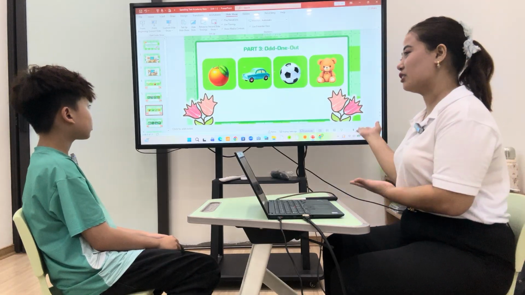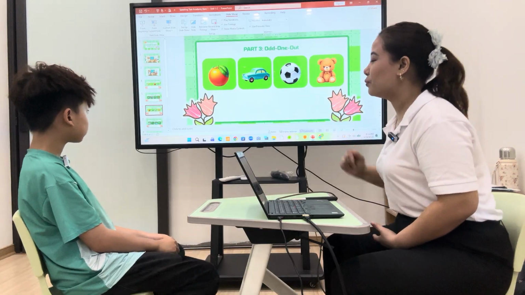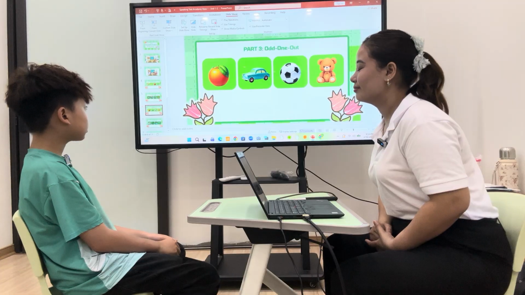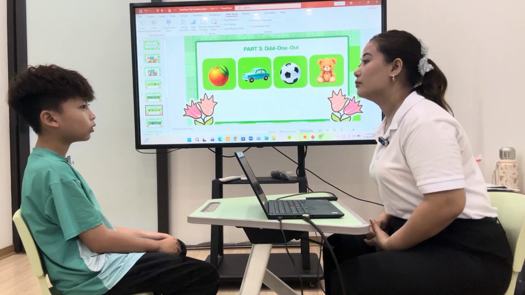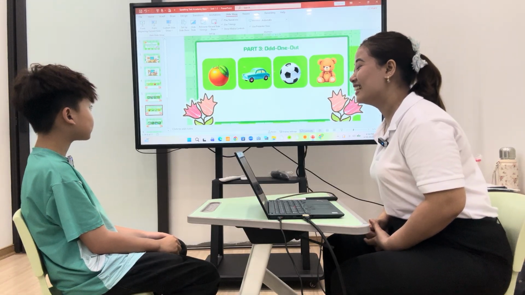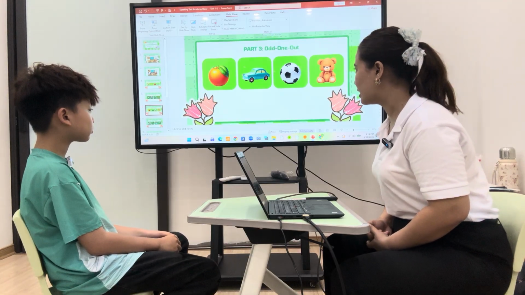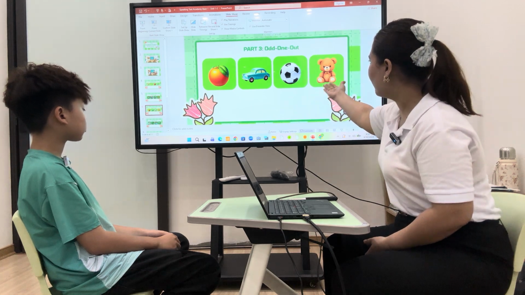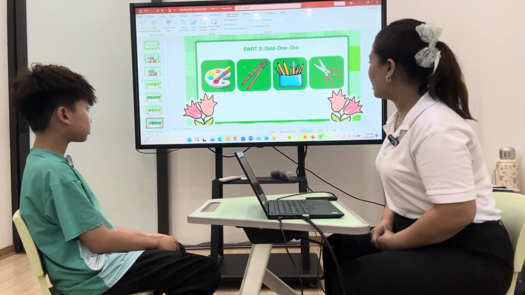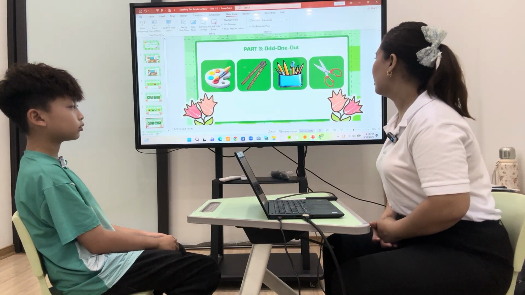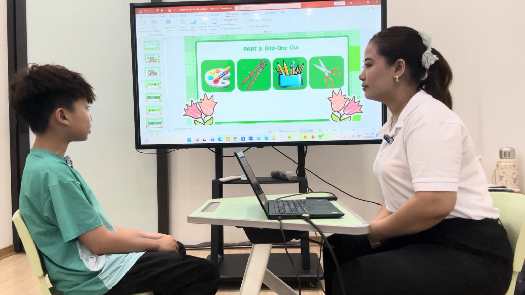Okay, how about in this picture? Picture 1. Picture 1, why? Picture 1 is a ball. It's not. Is an orange. Yes, it's an orange. An orange is a fruit, while these three, toy car, ball, and teddy bear, are toys. Okay? So, how about in this picture? Picture 2. Okay, picture 2. What is picture 2? It's a ruler.